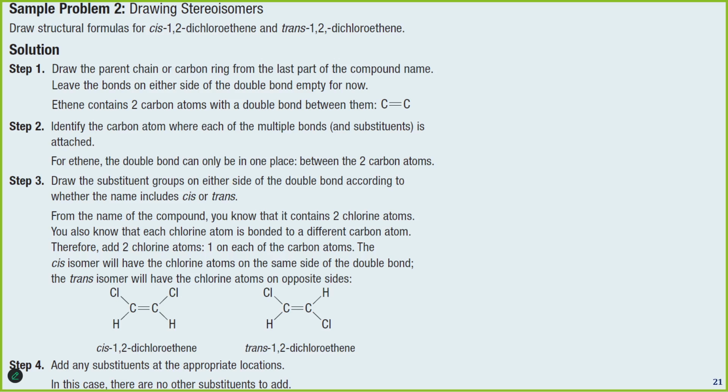Well, you could just think of cis as being like sisters, which means side by side, and trans means across, as in transatlantic. This will help you to remember the meaning of cis and trans, okay? And for the last step, we don't have any other substituents to add. So their structural formula looks like the graph shown here. Any questions? Make sure you can do this by yourself, okay?